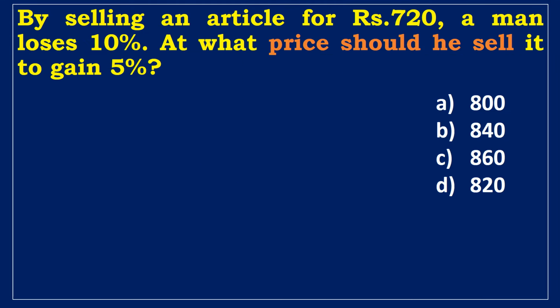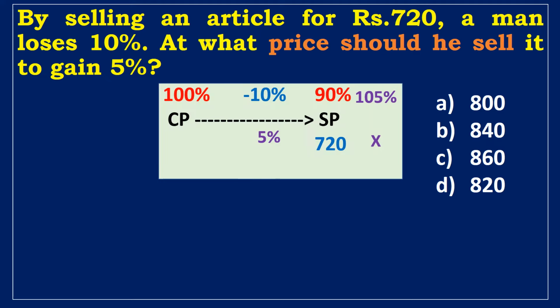To understand this concept, by selling an article for 720 rupees, a man loses 10%. At what price should he sell it to gain 5%? Let us assume the cost price is 100%. The loss percentage is 10%. Then, the percentage of the selling price is 90%, which is equal to 720 rupees.